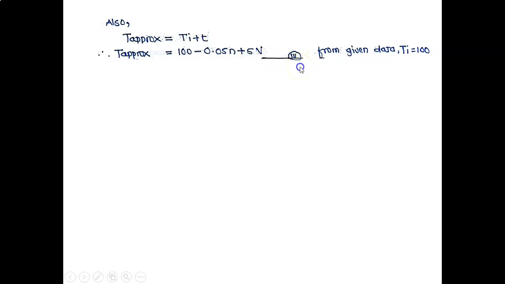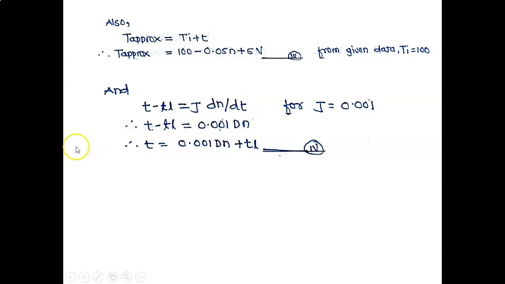Now next, they have given us this equation. T minus TL is equal to J into dN by dt, where J is equal to 0.001. Therefore, substituting this value of J here, T minus TL is equal to 0.001 dN, because d by dt is nothing but capital D. Therefore, small t is equal to 0.001 dN plus TL, equation 4.